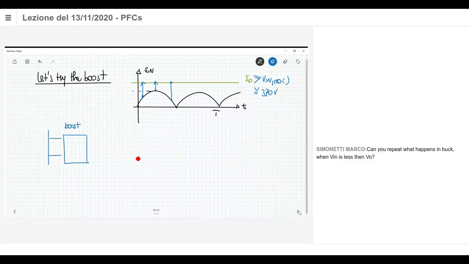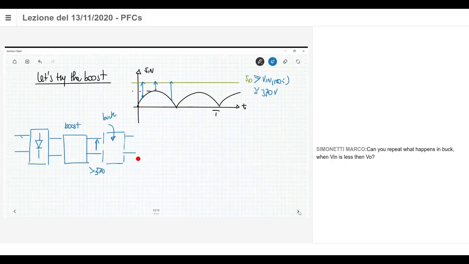We have a rectifier, the mains. The output voltage here is very large, higher than 360. So there is the need of another converter placed here, say for example a buck or something like this, to step down this voltage to values that are more easily employed in power circuits. Okay, so you step down this voltage. But anyway, you can use the boost as a PFC.